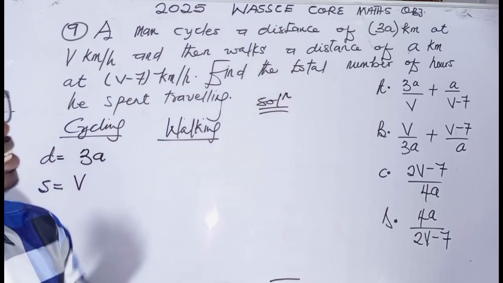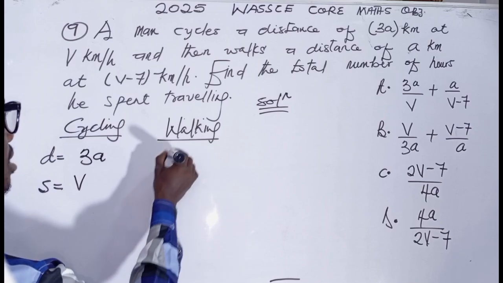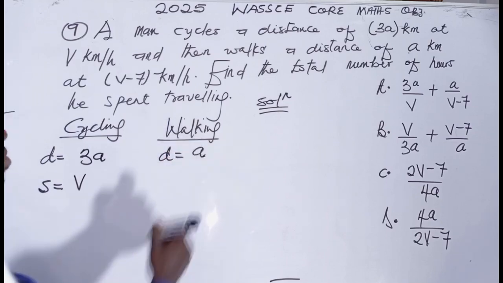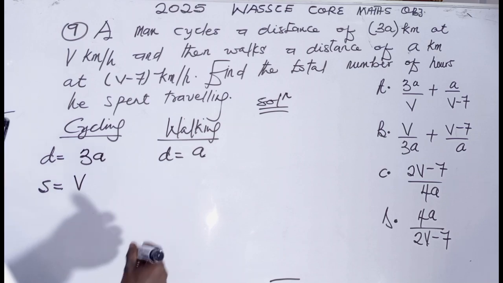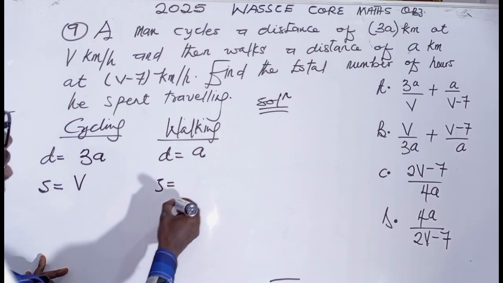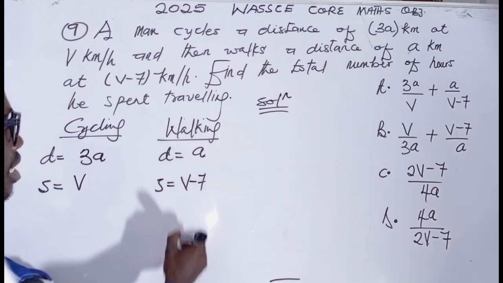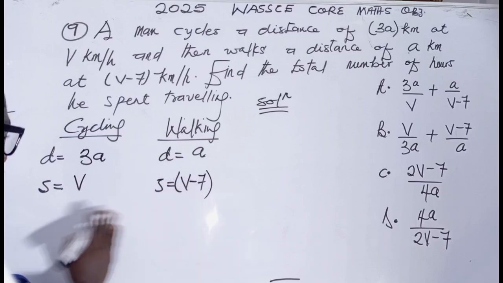And then walks a distance of a kilometers. So we have our d is equal to a at v minus 7 kilometers per hour. That becomes our speed. So our speed is v minus 7 kilometers per hour.